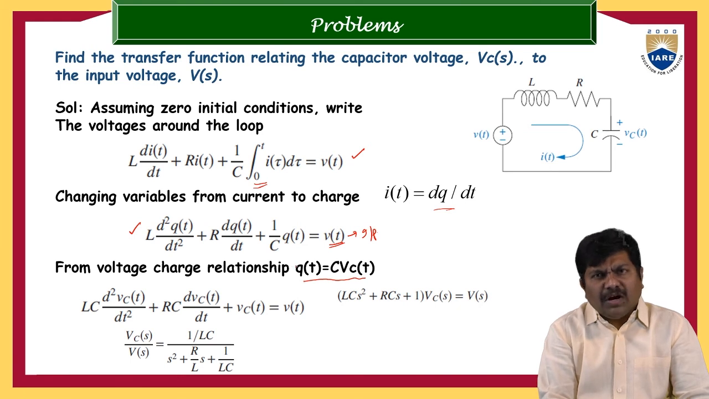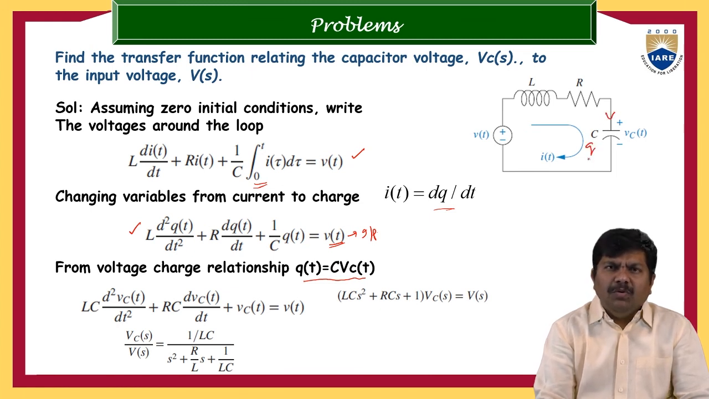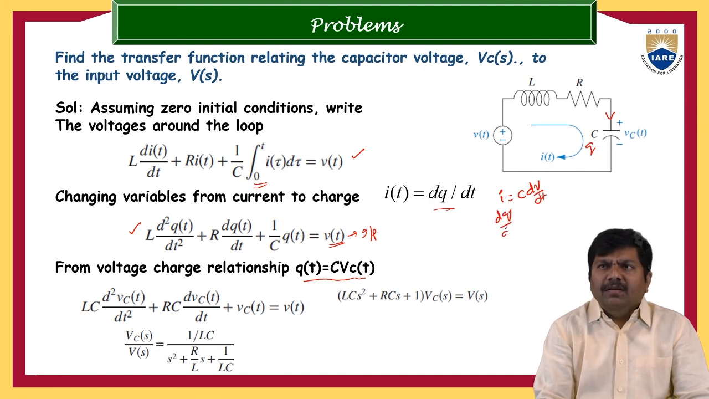So in that case, what I am doing is, q(t) is nothing but the charge across the capacitor. The charge inside the capacitor is q. The current I is nothing but C dv by dt. So I is equal to C dv by dt, and I is nothing but dq by dt. So this is nothing but C dv by dt.